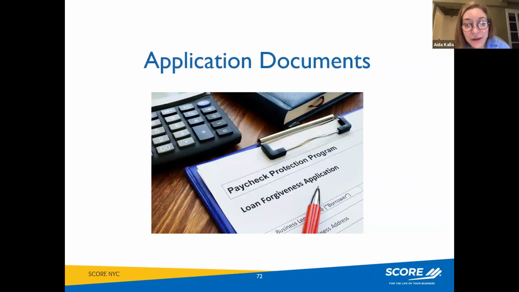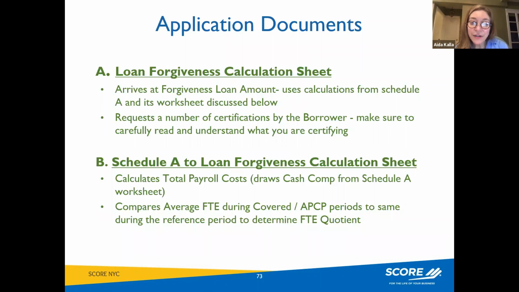Okay, now we come to the monster of all monsters, the actual application documents. Your bank should be giving you a choice of easy form versus the long form. The actual loan forgiveness calculation sheet is made up of three parts. The first part is the sheet where you go through the calculations, and at the bottom of that sheet is your forgiveness amount. However, every single line till you get there is referencing some schedule or worksheet.